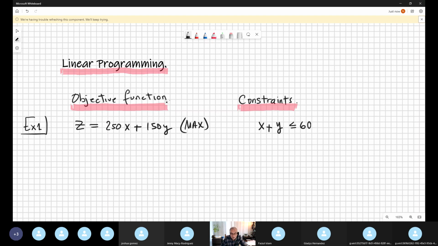Suppose, hypothetically, that X is the hours in the full-time job and Y is the hours in the part-time job, and I need to work 60 hours. Because I am human, I cannot work more than 60 hours. And another constraint is Y greater than or equal to X. So there's constraint 1 and 2, and these are the constraints.